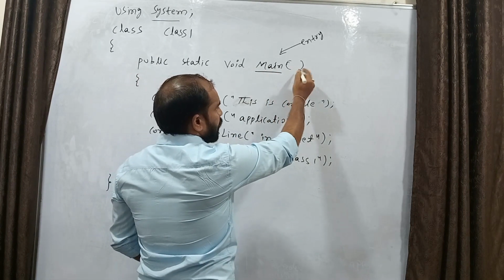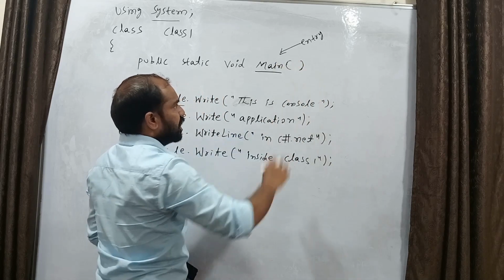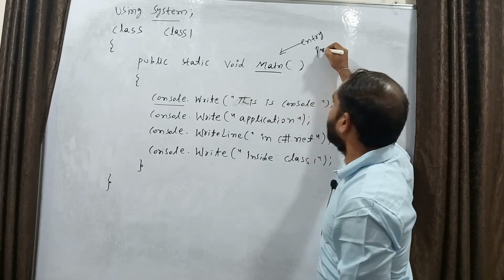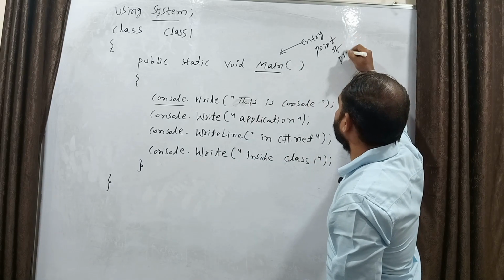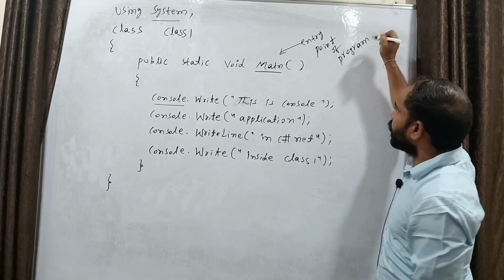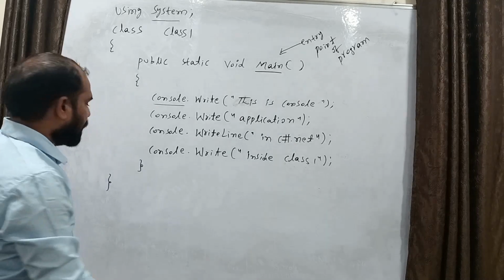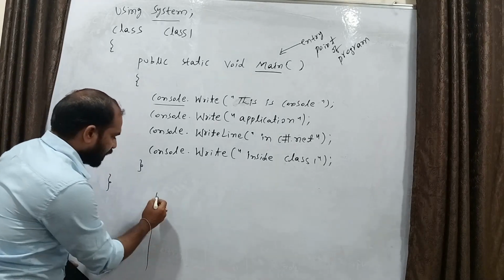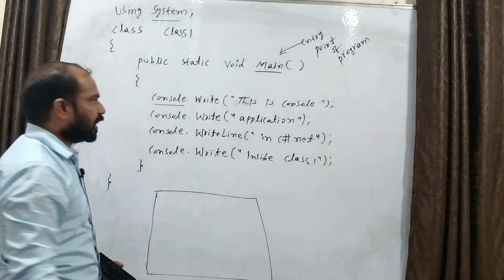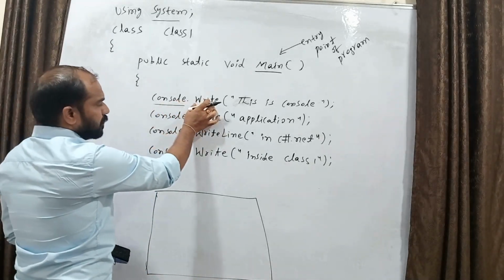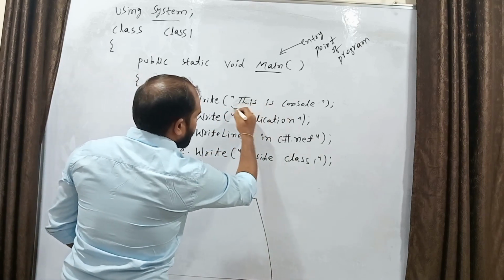Here I am not going to deal with the string array args, that's why I didn't place it. Main is the entry point into your program. Main method, entry point of program execution. When you execute this program, what will happen? If I consider this as a command prompt or command window where you can see the output, then the Console.Write method will print the data, whatever you pass into this method.